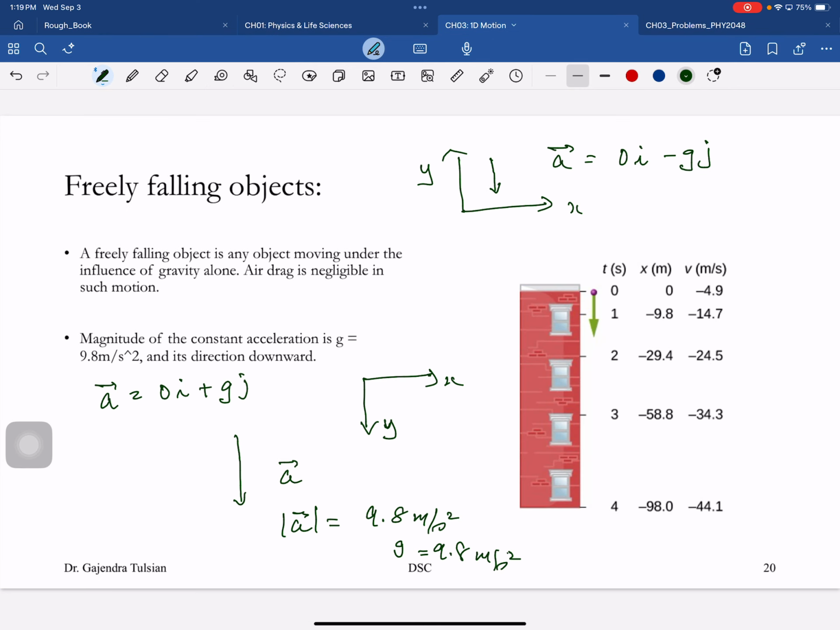What this diagram shows you is, if you drop an object at t equal to 0 seconds, it's at 0 meters. At 0 seconds, it's at 0 meters. This is giving you average velocity. Anyway, don't worry about this. It's not a good diagram.